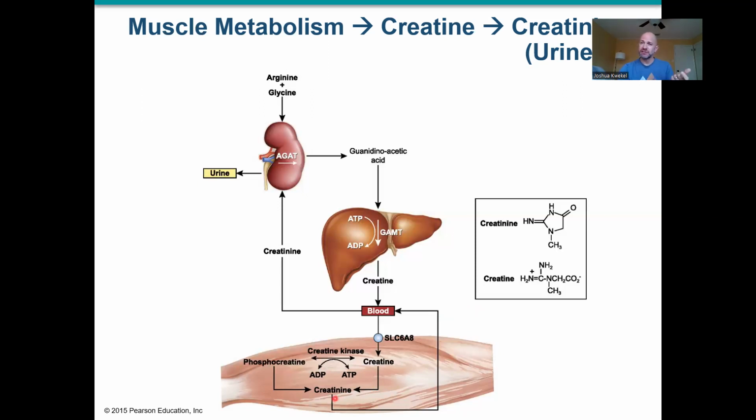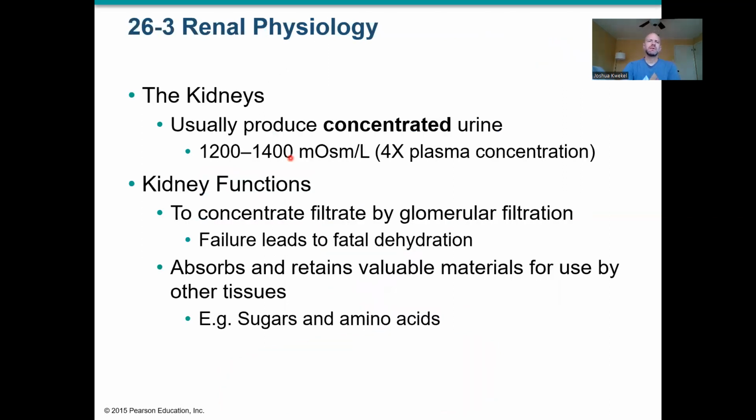Okay, the creatinine is a nitrogenous waste that is produced in the muscle, flows through the blood, and arrives in the kidney, and that's where we release it as a waste. Okay, we put it into the urine. All right, so the kidneys usually produce concentrated urine.